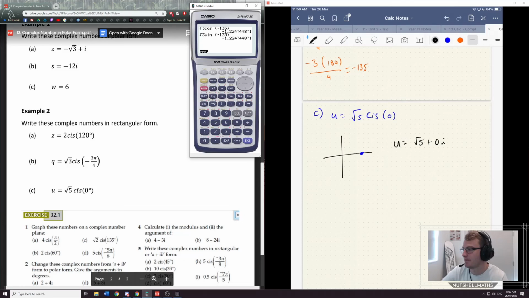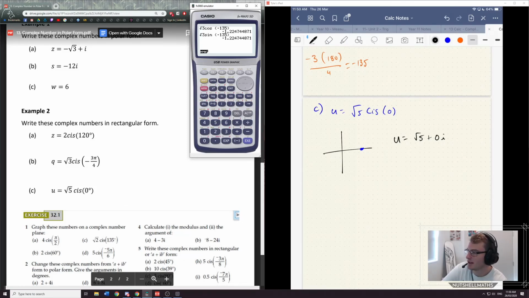Mod cis arg. Excellent lesson, sir. Thank you. Right. Just leave it as root 5, man. We don't need to do anything more with it. Root 5 is fine.